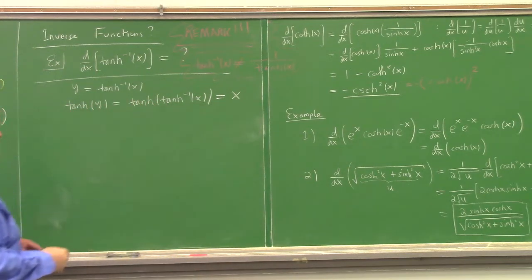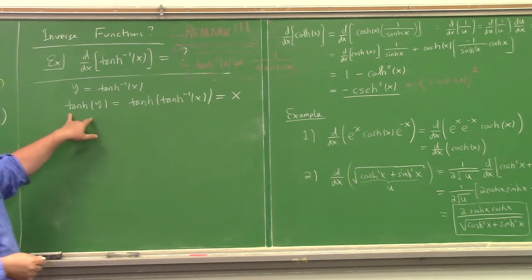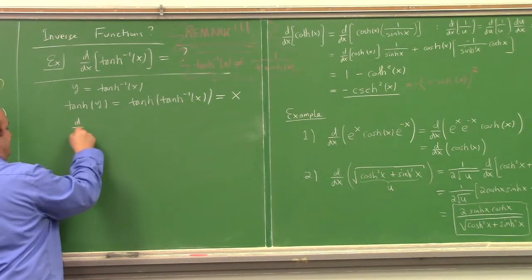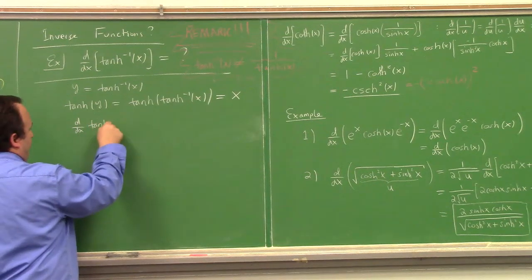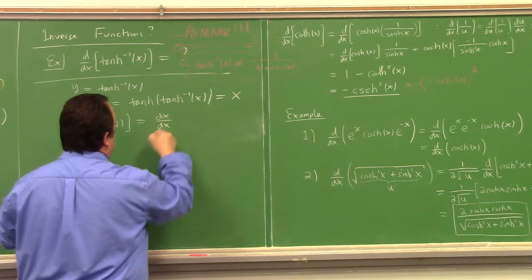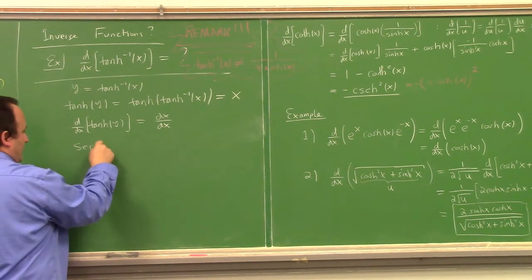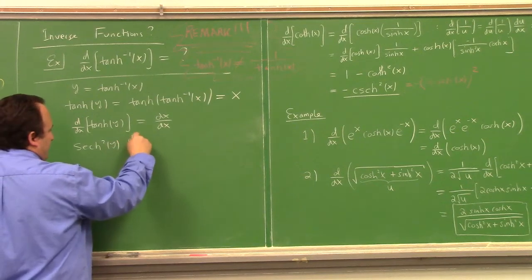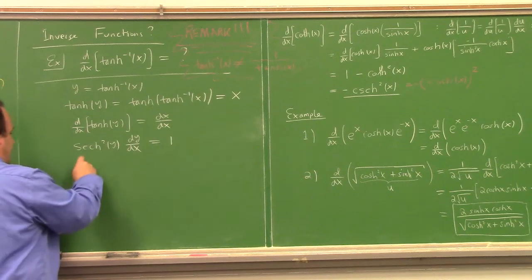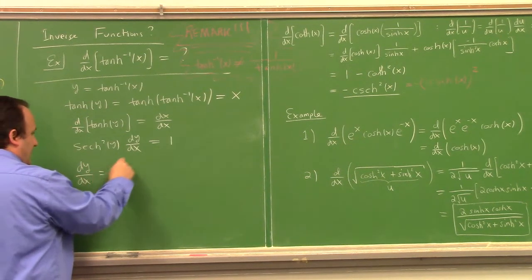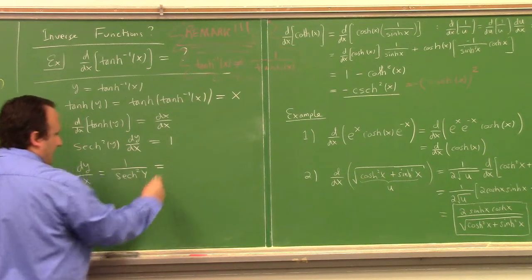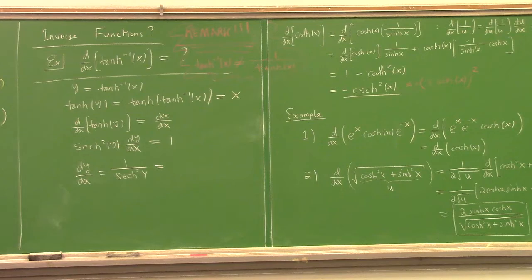But okay, so tangent of y is x. Now we do what? Differentiate implicitly, right? Derivative of tangent, we just figured out, was hyperbolic secant squared. But I have to multiply by the derivative of the inside function, which here is dy/dx. That's equal to 1. That gives me dy/dx equals 1 over hyperbolic secant squared. What is hyperbolic secant squared, though, in terms of hyperbolic tangent?